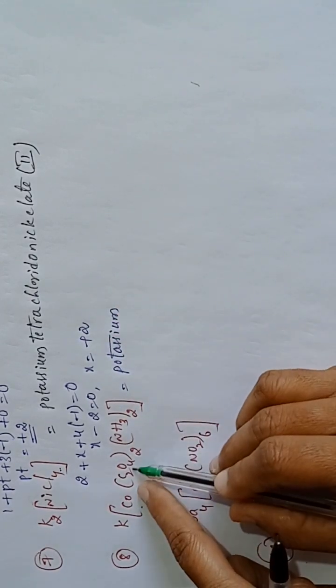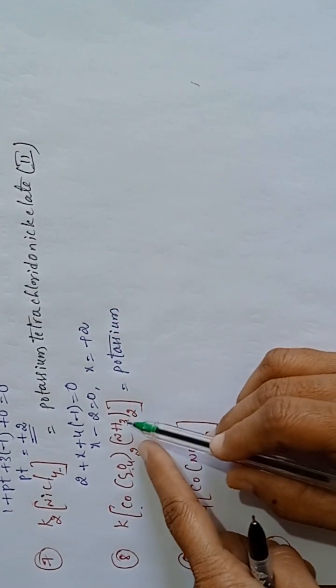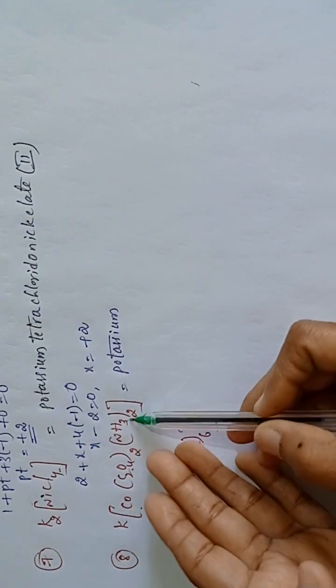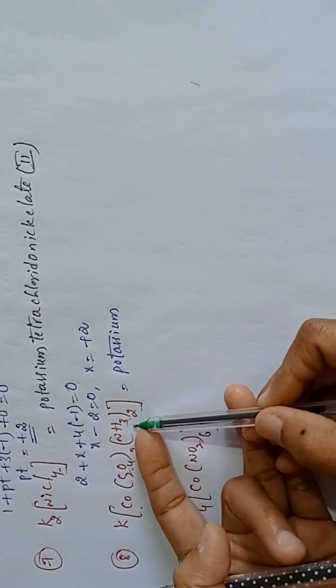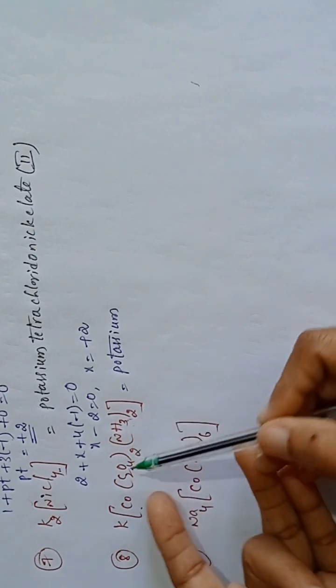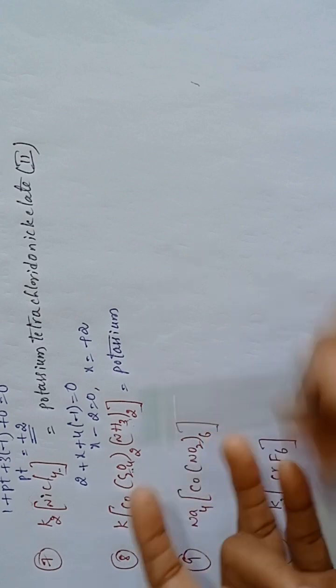Next, this is oxalate, this is amine. Which is coming first, students? Alphabetical order, because here more than one ligand is there. This is amine, this is oxalate. Amine is coming first, alphabetical order, first letter A. Next, oxalate, O, is the next letter.